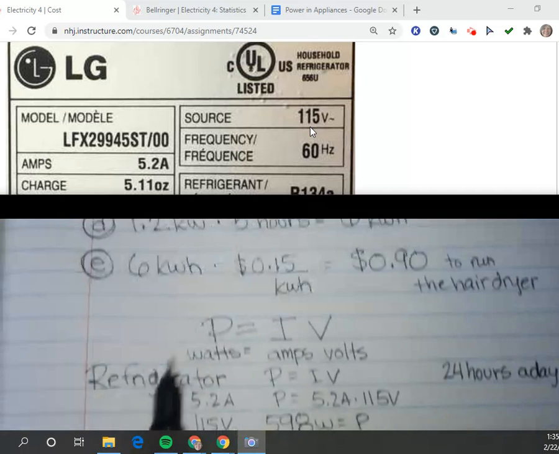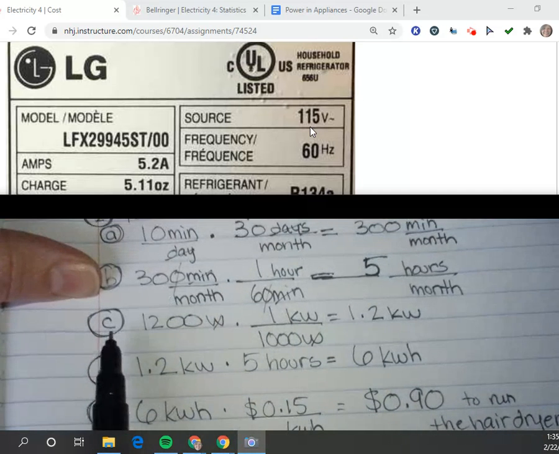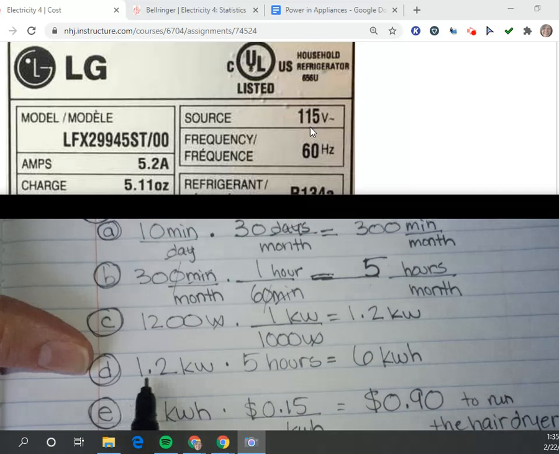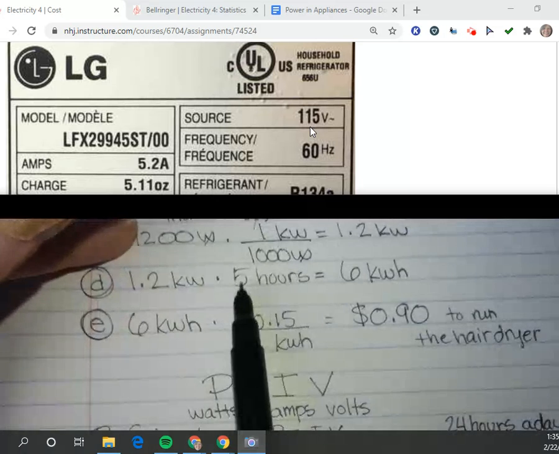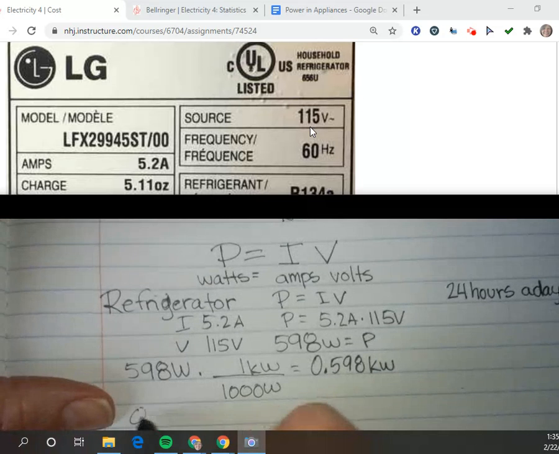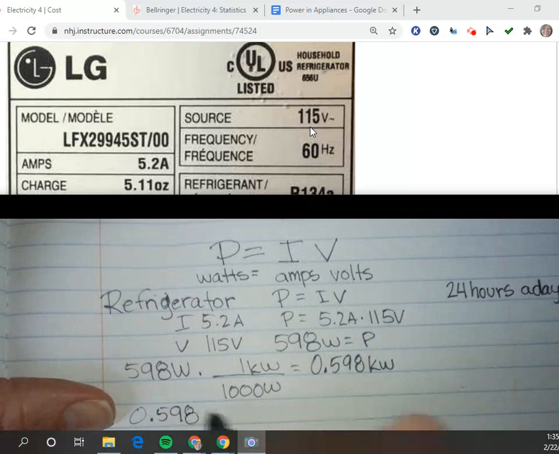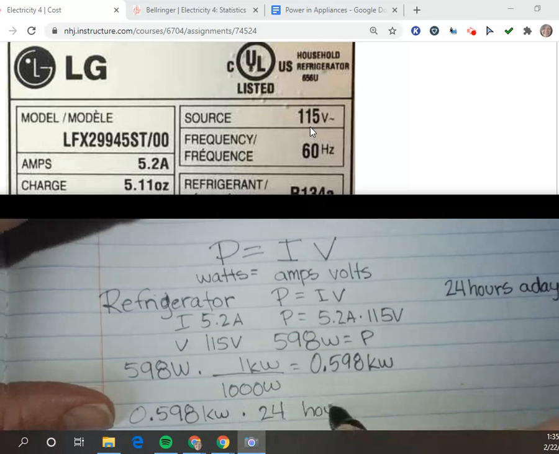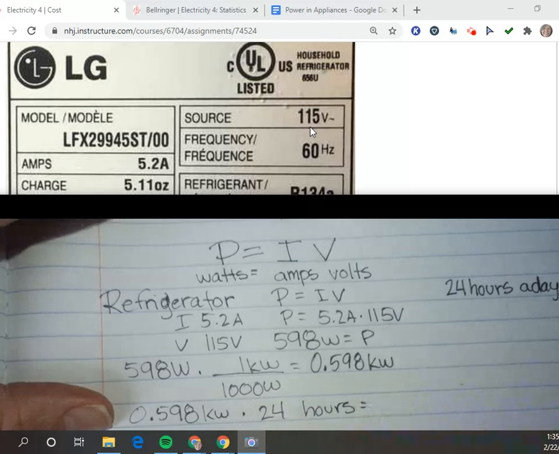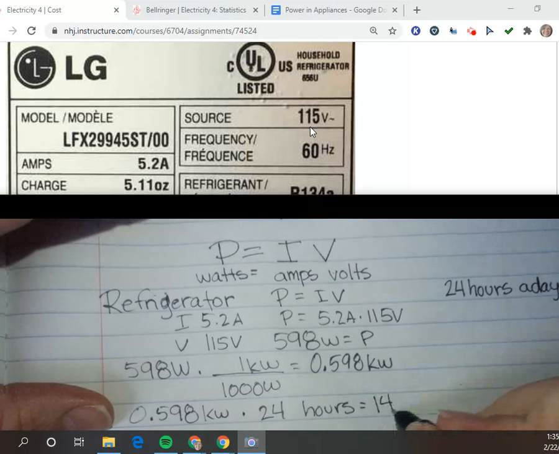And so if we look back at our example, that was C. D, we're going to go 1.2 kilowatts times 5 hours, or in our case, times 24 hours. $14.3.